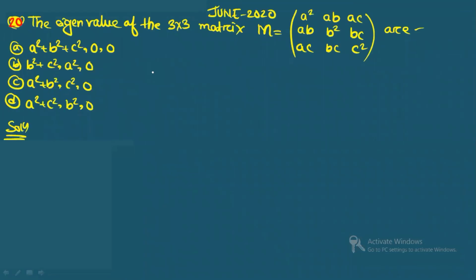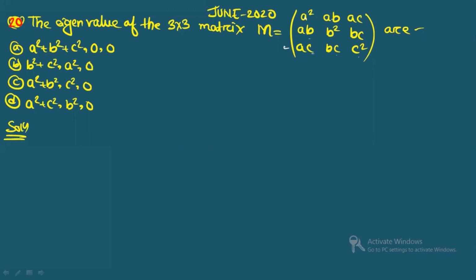Clear? Now let's see the last question, question number 20. So here it is said: the eigenvalue of a 3 cross 3 matrix M is equal to, this is what? You will have to find the eigenvalues of this matrix. So matrix M is A square, AB, AC; AB, B square, BC; AC, BC, C square. I've already said whenever you are given any matrix, check whether any row or column is a scalar multiple of any other row or column. So if you see the matrix here, first check the columns. I'm checking the columns here because the rows are seen not to be multiples.